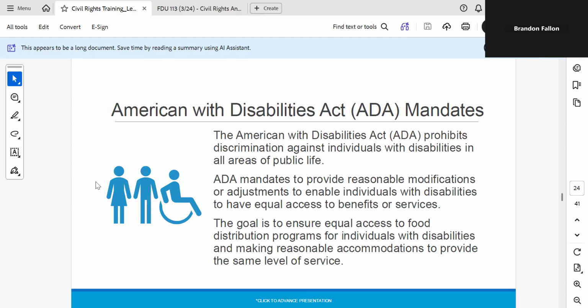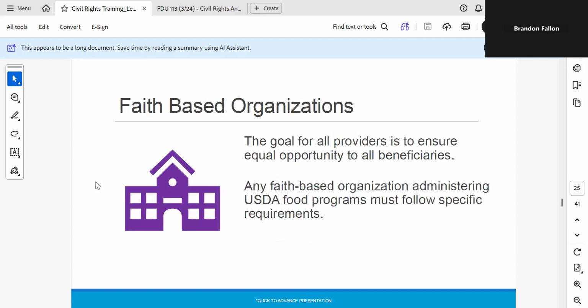Americans with Disabilities Act mandates. The Americans with Disabilities Act prohibits discrimination against individuals with disabilities in all areas of public life. The ADA mandates providing reasonable modifications or adjustments to enable individuals with disabilities to have equal access to benefits or services. The goal is to ensure equal access to food distribution programs for individuals with disabilities and making reasonable accommodations to provide the same level of service.